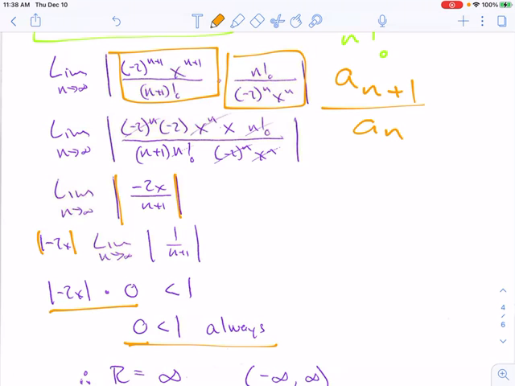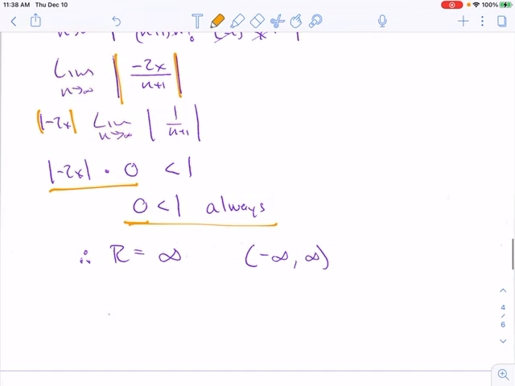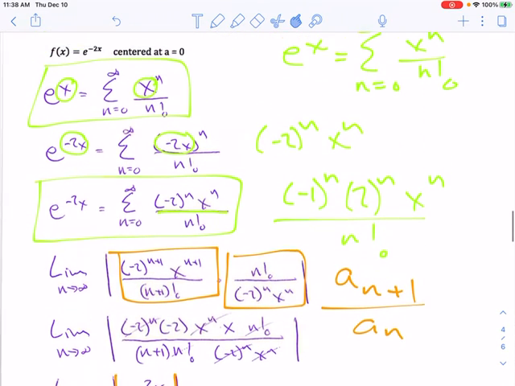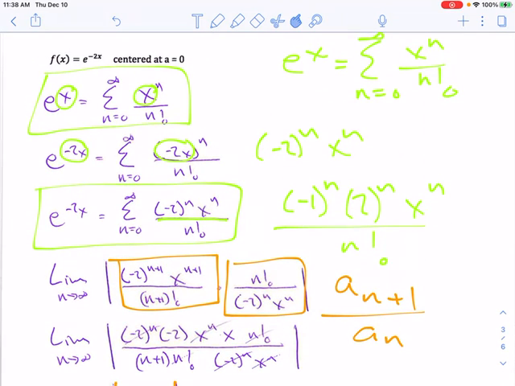Well, what does it mean when it's always less than 1? That means our interval of convergence is infinity, and our radius of convergence is infinity. What this means is that this Maclaurin series will converge for all values of x to e to the -2x.